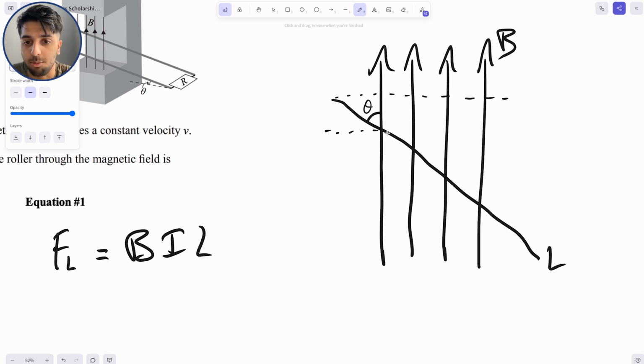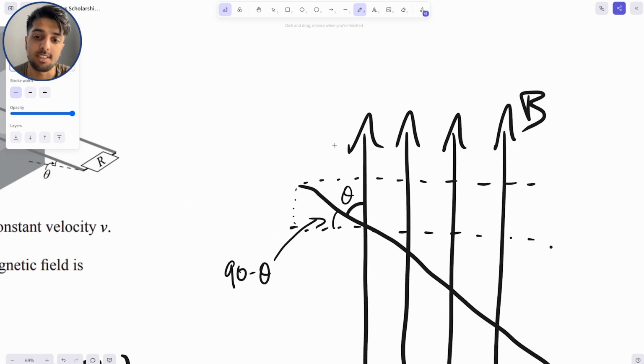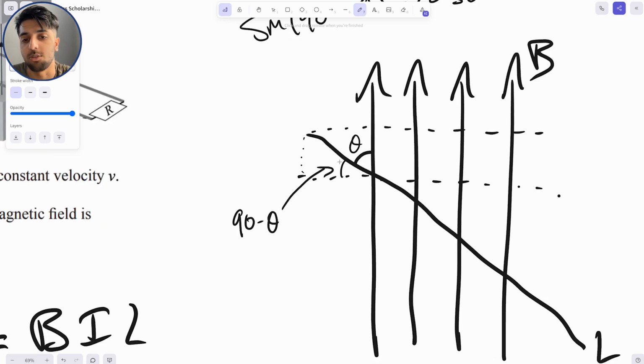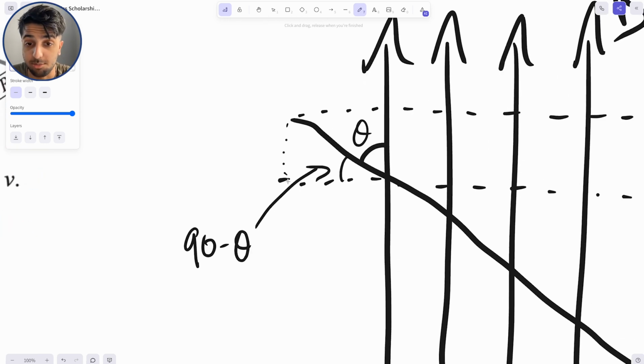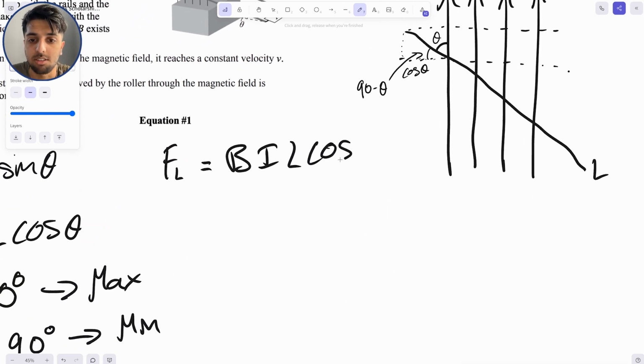So we can draw another perpendicular line right here. And so this is also an angle. This angle right here is 90 minus theta. And so what we can see is sine of 90 degrees minus theta is actually equal to cos theta. And we can also derive this as cos theta as well, because this is the adjacent and we have the hypotenuse. And so that is cos theta. And so that's how we get BIL cos theta.